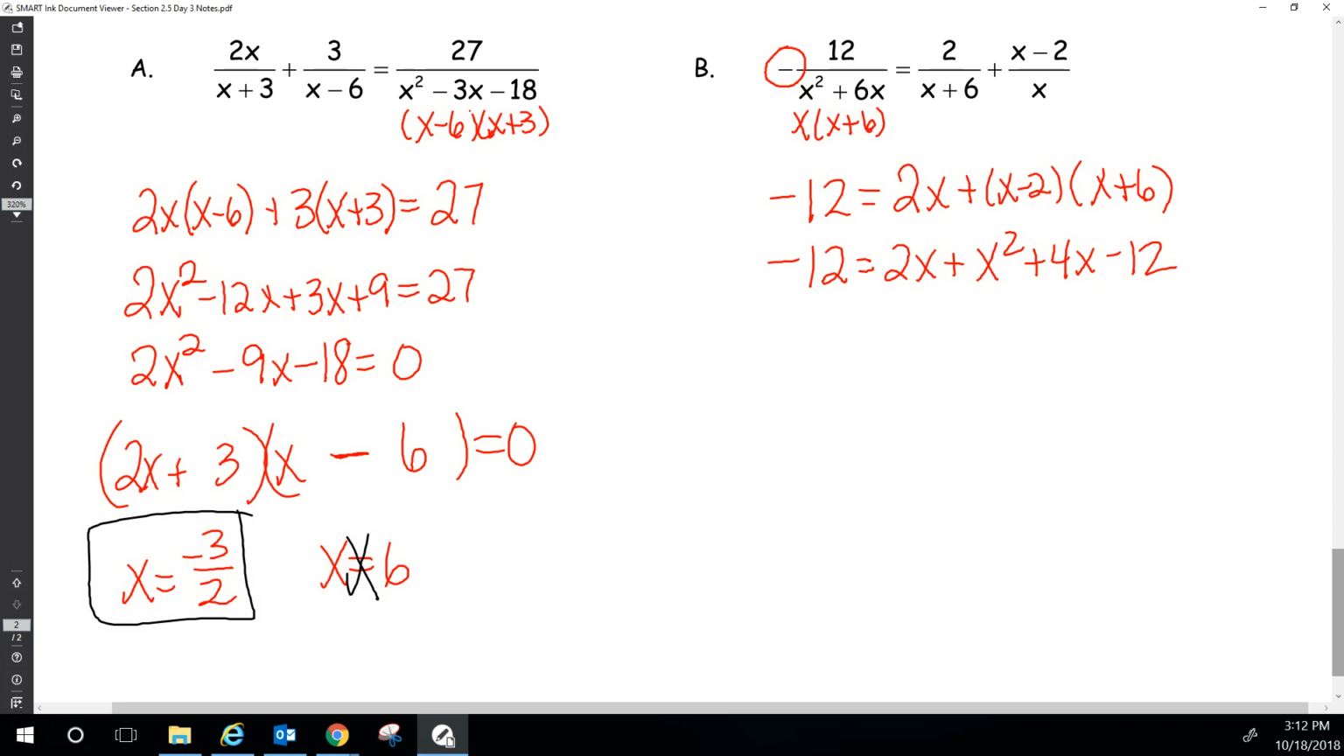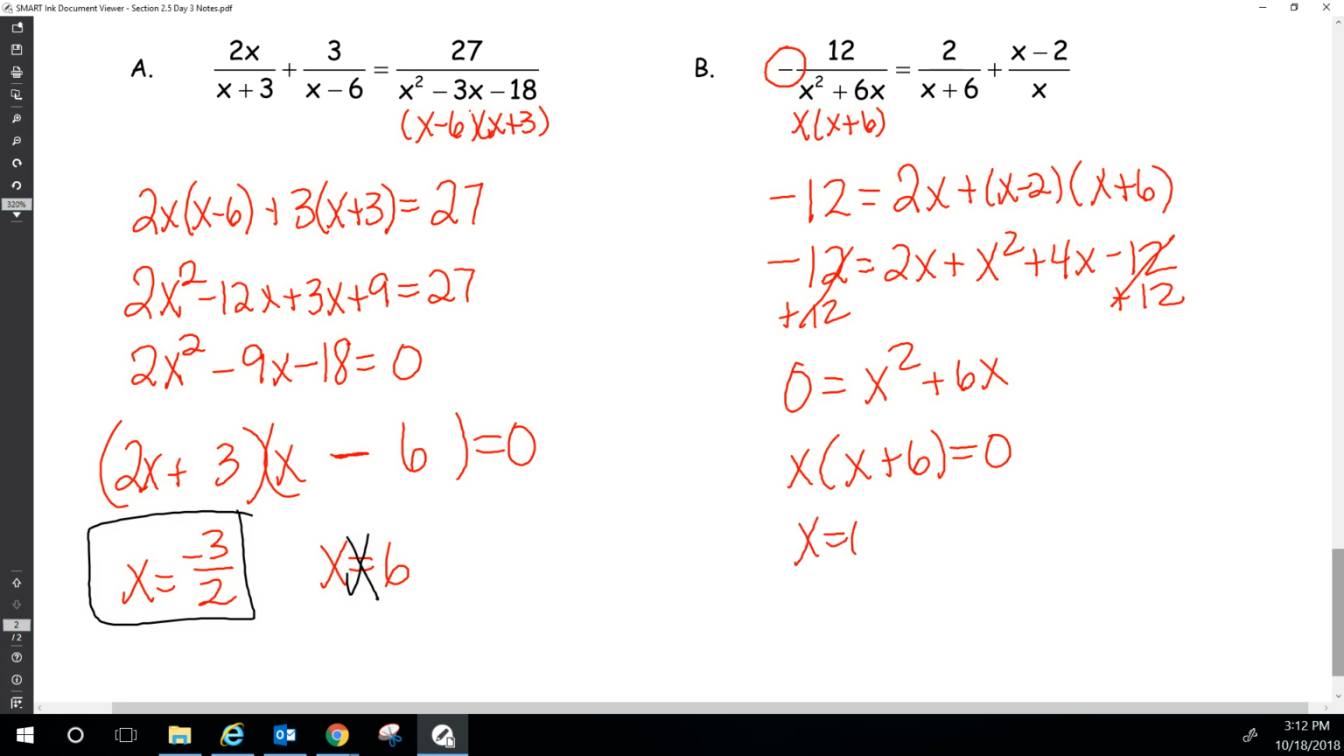Got a quadratic equation again. When I add 12 to both sides, these guys are going to go away. So I get 0 is equal to x squared, and then 2 plus 4 would be plus 6x. Factoring that, I get x times x plus 6 is equal to 0. Solving for 0, we get x is equal to 0, and x is equal to negative 6.